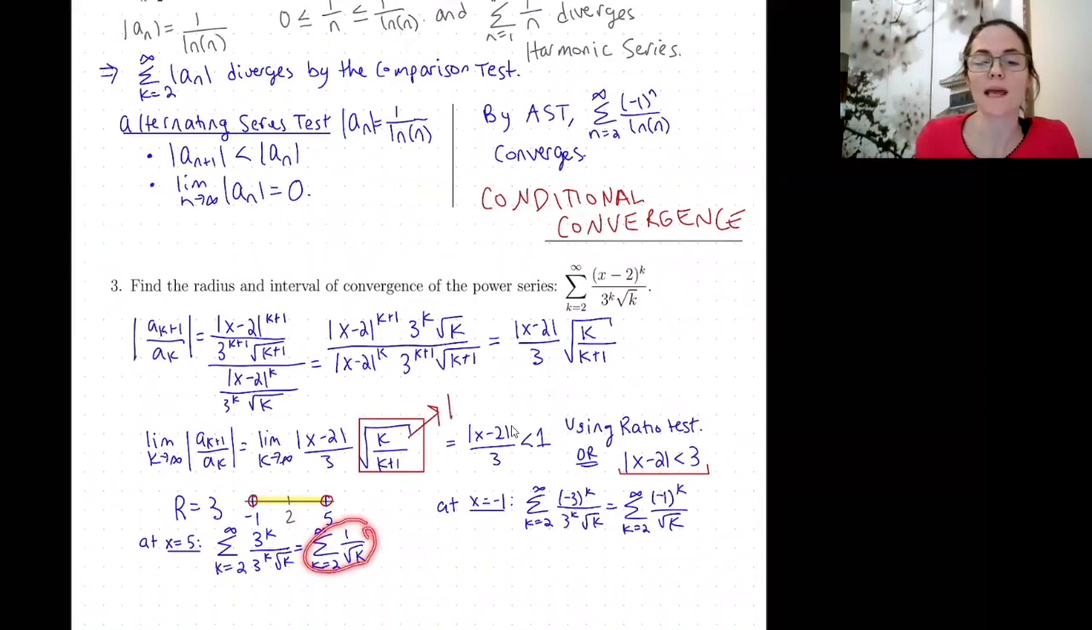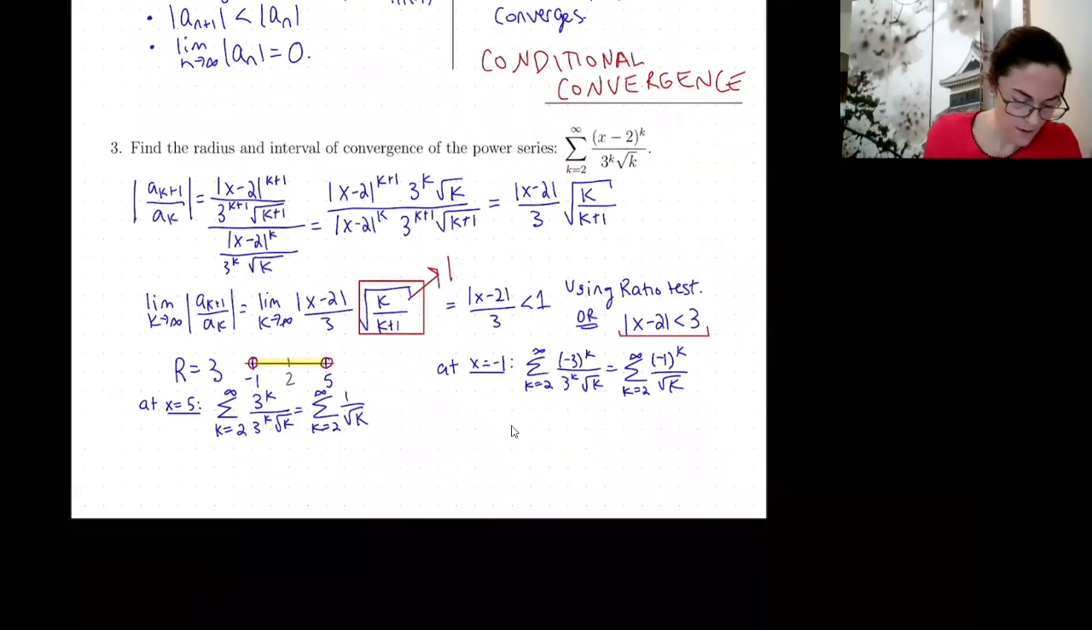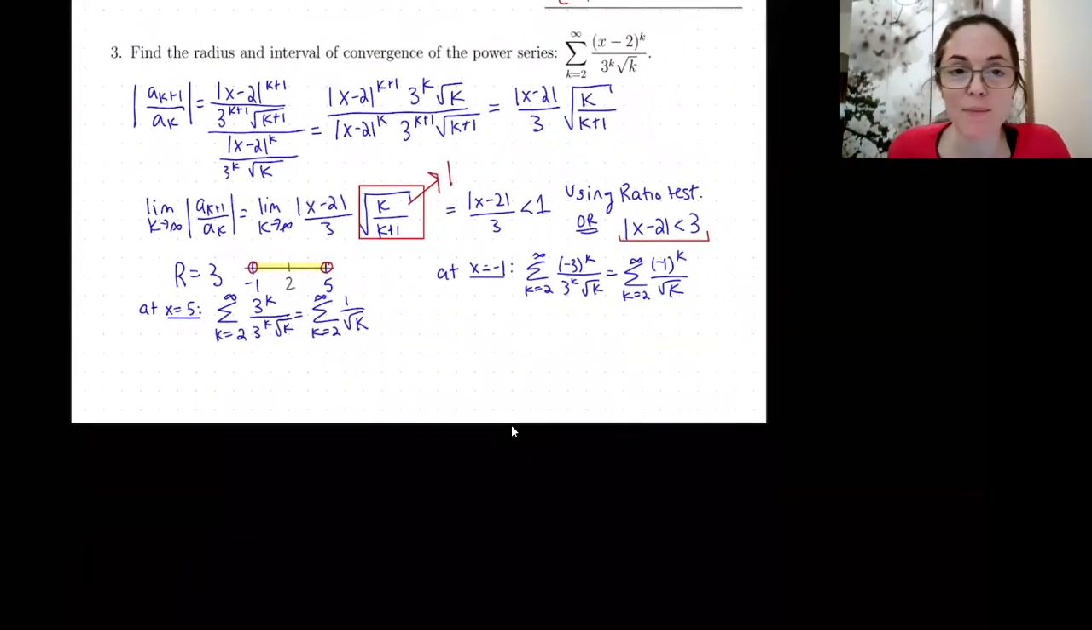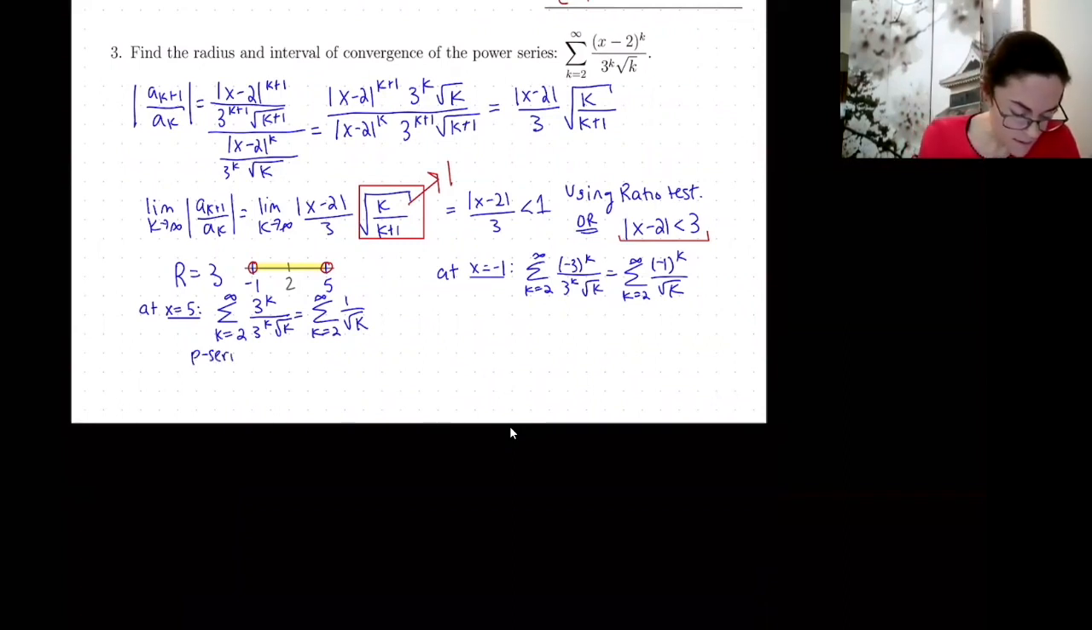Okay, so what I need to do is figure out, does this series converge or diverge? That will tell me what's happening at the endpoint x equals 5. Does this series converge or diverge? That will tell me what's happening at the endpoint x equals minus 1. Well, let's see. Make sure on an exam you test your endpoints. It's a very important part of the problem. This one is a p-series. p equals 1/2, less than or equal to 1, diverges. So we know it diverges at 5.